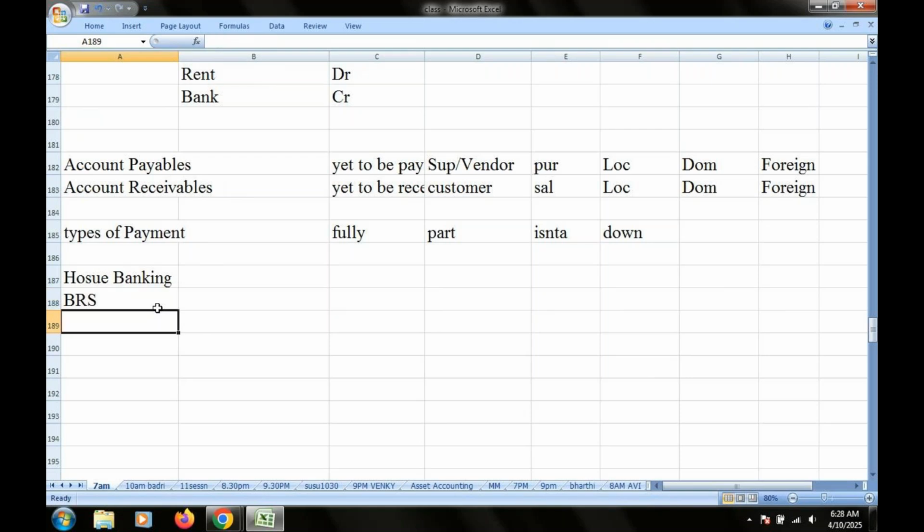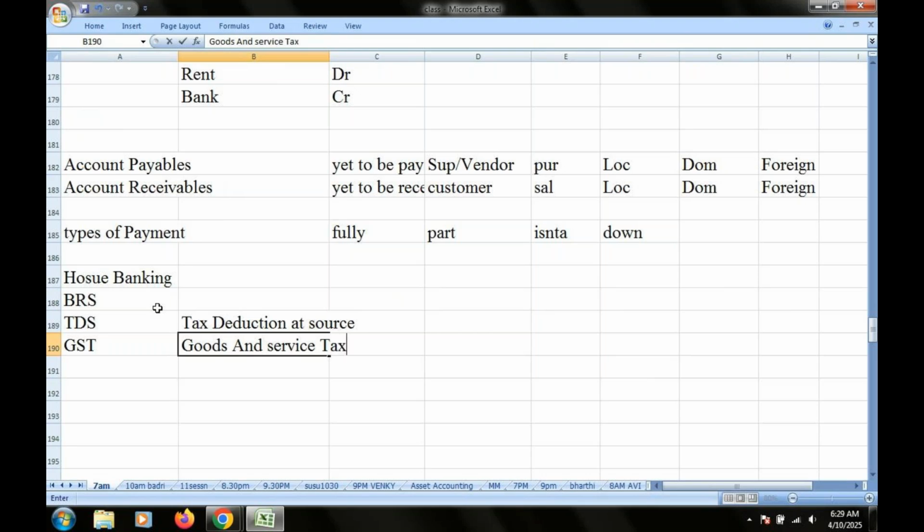After BRS, we focus on TDS and GST. TDS stands for tax deduction at source, and GST stands for goods and service tax. TDS we follow as per the Income Tax Act 1961, and GST we follow as per the 2017 Act. TDS is a direct tax and GST is an indirect tax. So the advantage is that you learn both direct taxes and indirect taxes. That is the biggest advantage while learning TDS and GST.